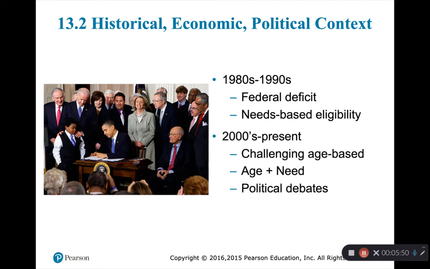Since the 2000s, we've seen more people challenging age-based entitlements. There are more conversations about what the role and responsibility of the government should be with regards to older adults' well-being. Things such as the Affordable Care Act were passed, as you can see being signed to the left, that provided support to people in need of all ages. Most of this decade has seen political debates between parties limiting what has actually been achieved regarding changes to social policies aimed at older adults.